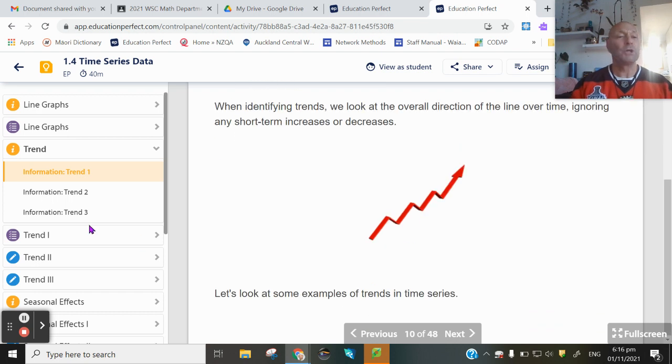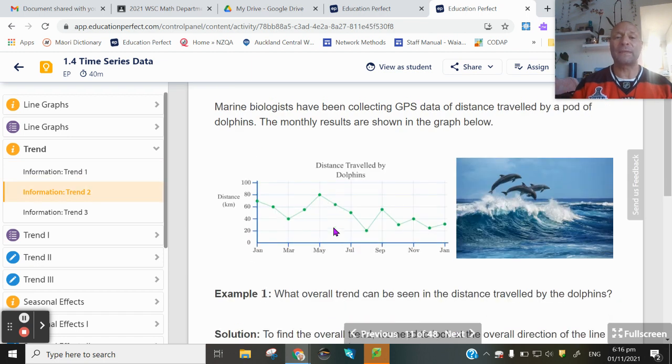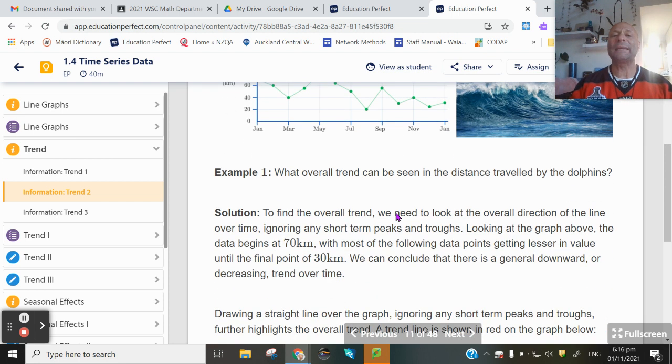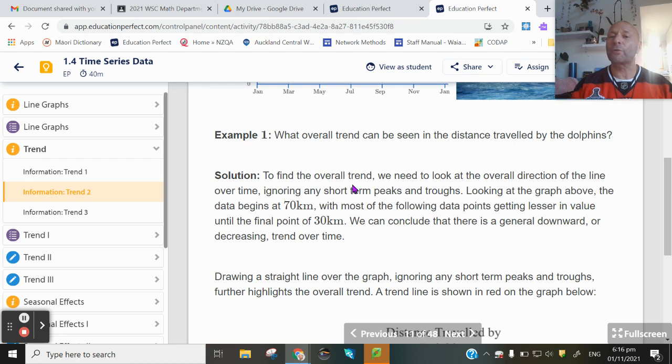So basically, you're going to look at where we were at the very beginning, look where we were at the end, and even though it went down and up and down and up, etc., the overall trend is going to be decreasing. So to find the overall trend, we need to look at the overall direction of the line over time, ignoring anything in the middle.